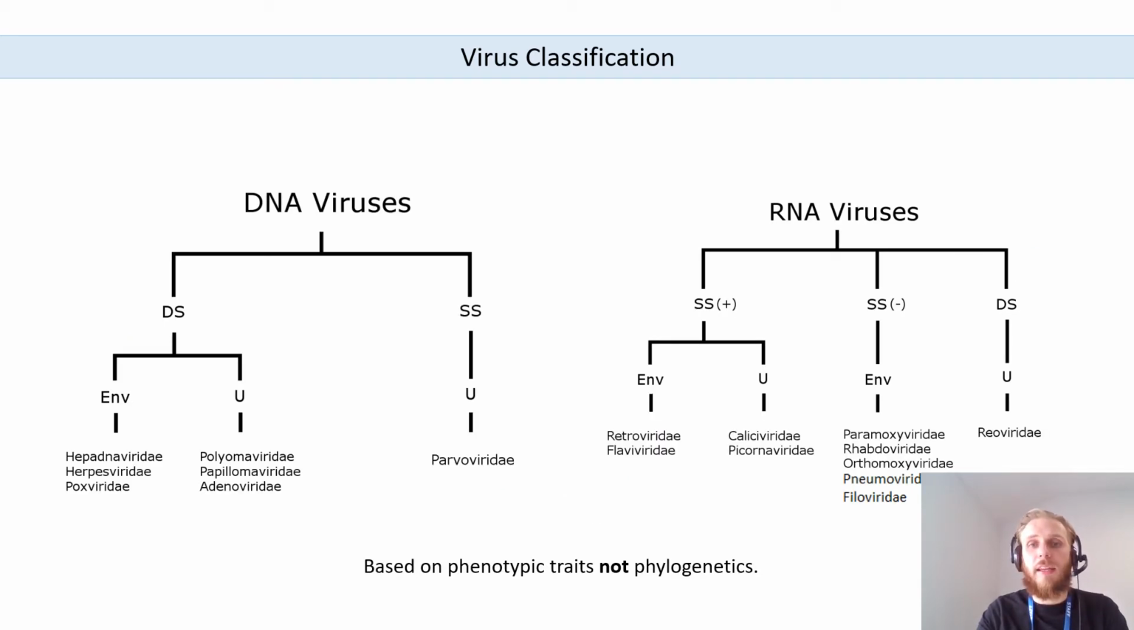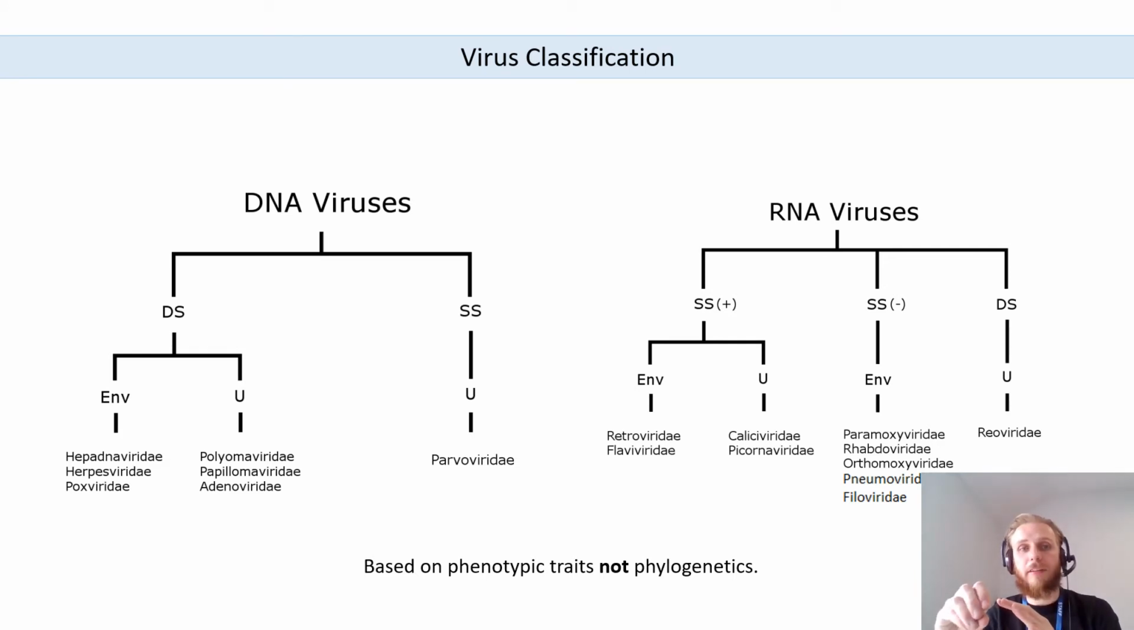And this is what it looks like when we actually apply this classification system. So if we take viruses and we apply this phenotypic classification, this is what we see. First off, we tend to apply the genome portion of the system. So we split viruses into DNA viruses and RNA viruses. Then we further split the viruses into single-stranded and double-stranded. So is their genome a double-stranded genome, DS, or is it a single-stranded genome, SS?